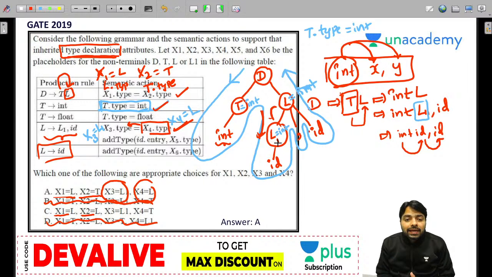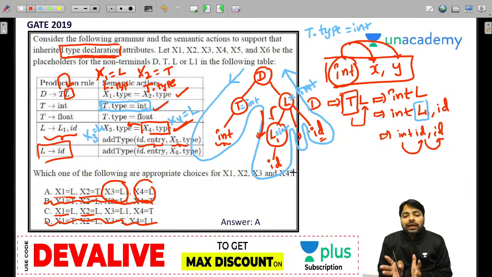So after this, what will we do? Add type id dot entry to the x5 dot type. What is x5 here, guys? Look at that. What is x5 here? Come on, guys. What is x5 here? So that's id. The id dot type, we are going to make it that x5 is a new type.